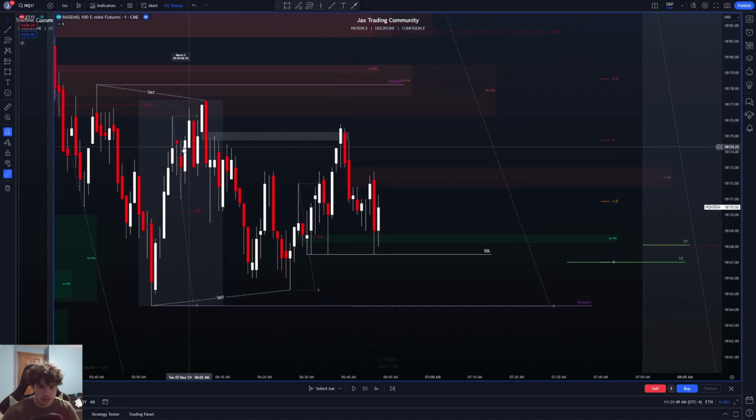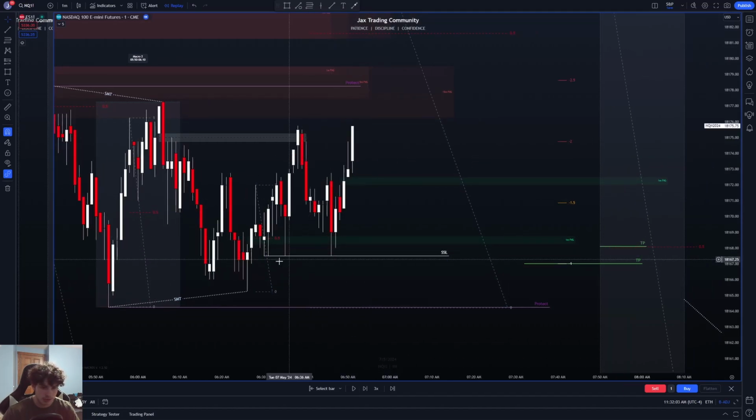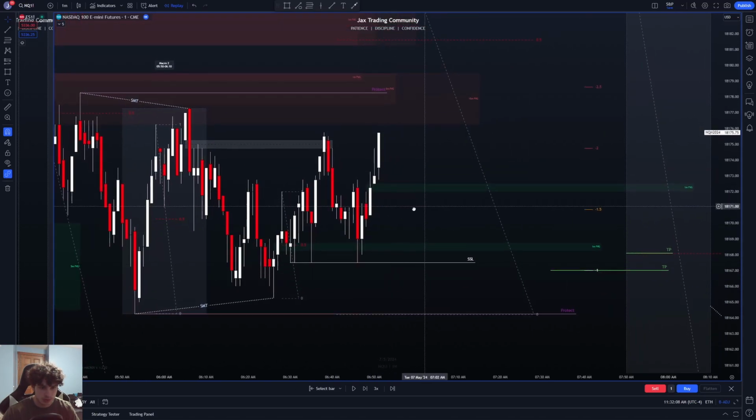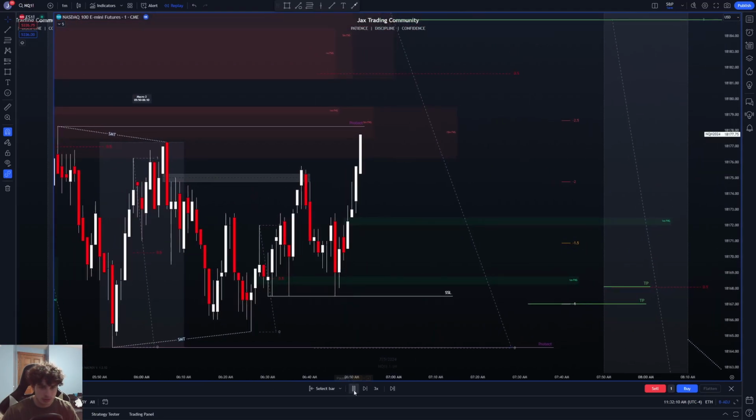So if you do see this fair value gap get respected again, especially because it was retested because it already got respected back here, that shows bearish. And then we obviously respected this fair value gap, so that's bearish. We're probably going to go and take out these lows. But here we just create more equal lows and we come back up. So honestly, let's just see what happens next.